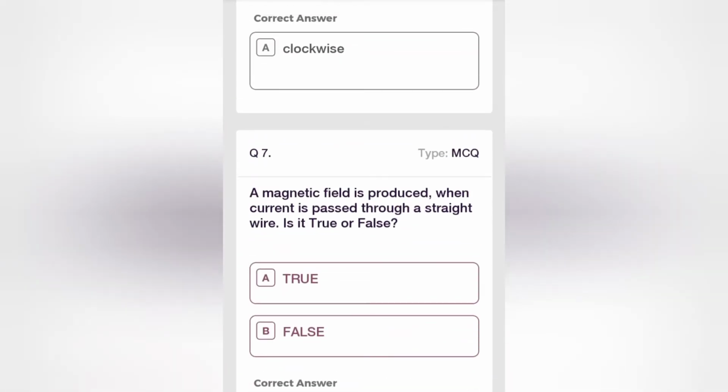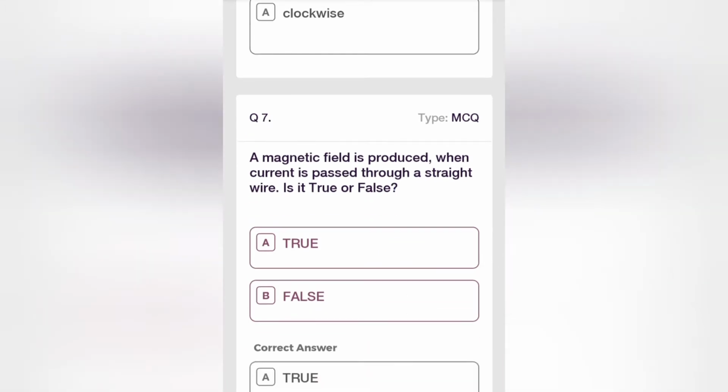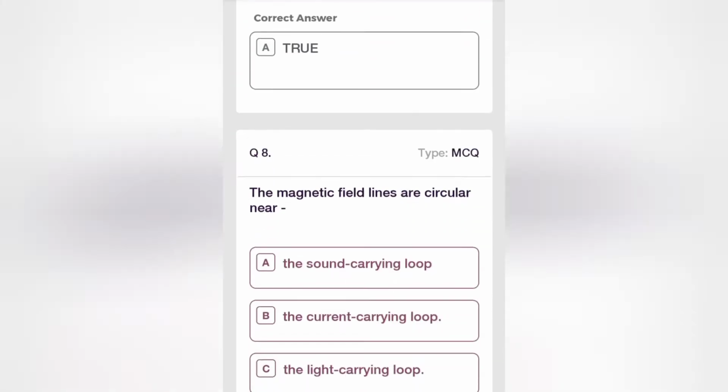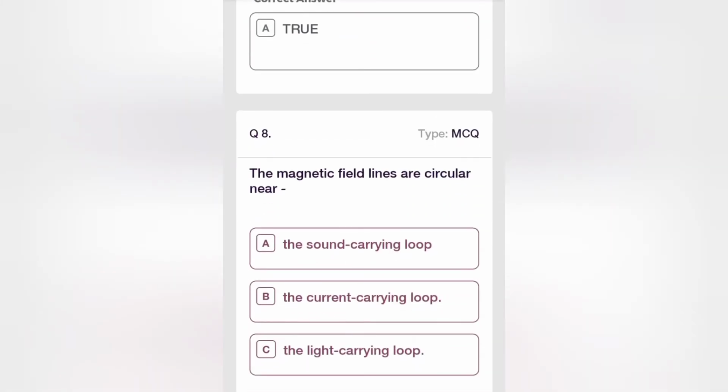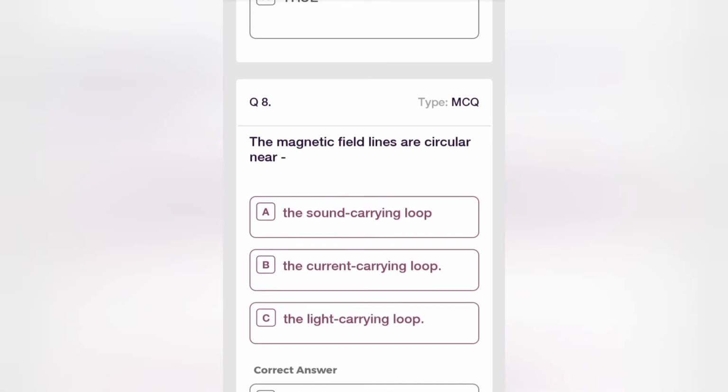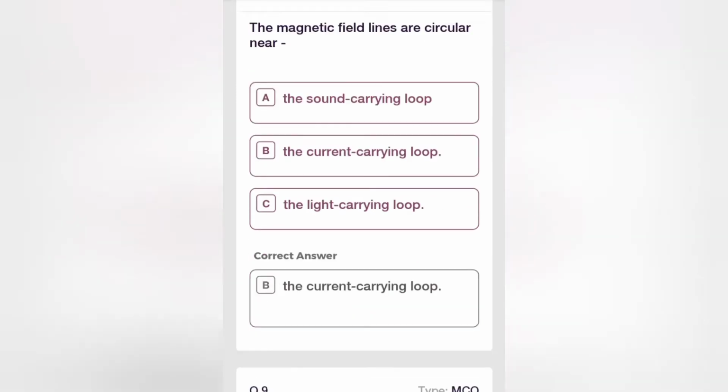A magnetic field is produced when the current is passed through a straight wire. Yes. So when we pass the current through a straight wire, what has been produced? Magnetic field will be produced. That's true. Option A is the correct answer. The magnetic field lines are circular near a current carrying loop. So it is current carrying loop. Just now we have seen. Option B is the correct answer.